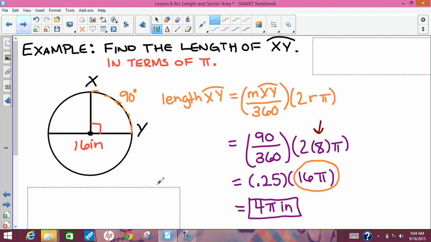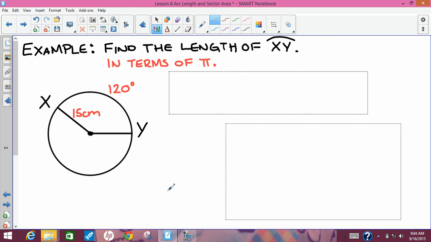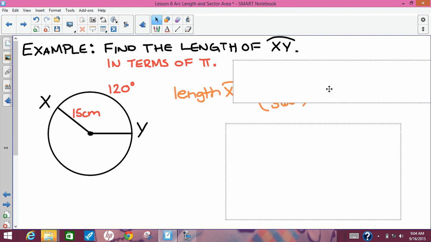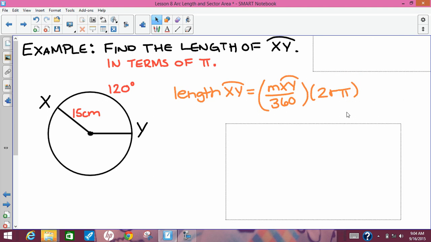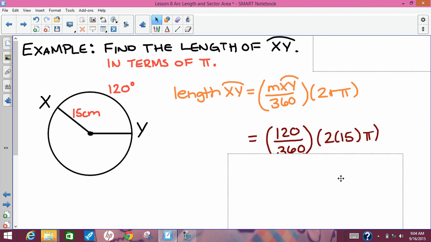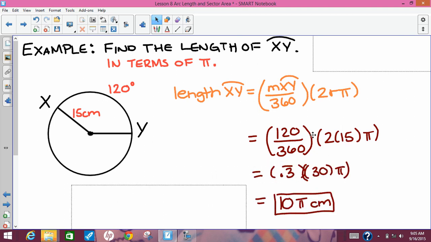So pause. Find the length of xy in this example in terms of pi. So as always, we start with the formula, and in this case, the degree measure of our arc that we're talking about is 120 degrees, and the radius is given to us this time. It's 15. 120 over 360 is 1/3. It's 0.3 repeating. 2 times 15 gives us 30.